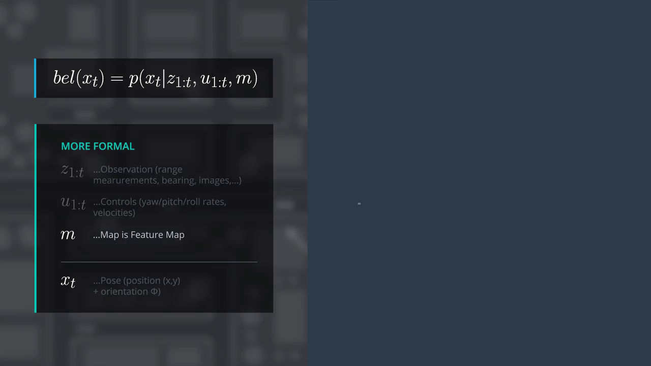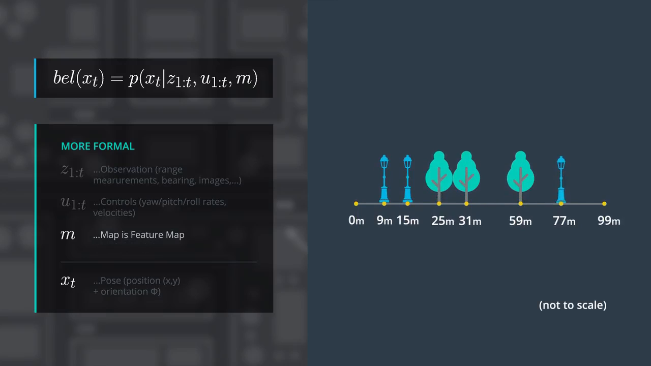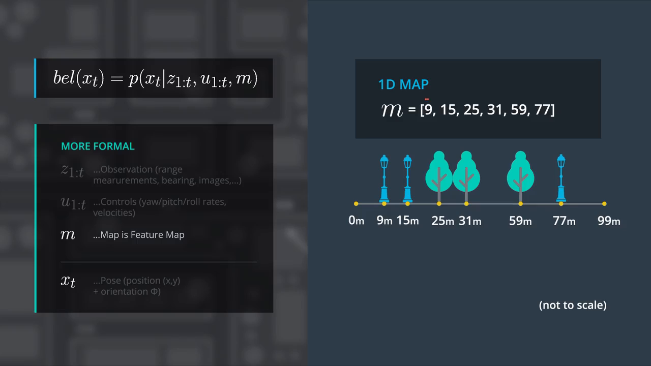The map includes the position of street lamps and trees in 1D. This means we are working with landmark-based maps, which are, in general, more sparse than grid-based maps. In the 1D case, the map is a vector of the positions where these objects are. Here, the map includes 6 landmarks with the values 9, 15, 25, 31, 59, and 77.